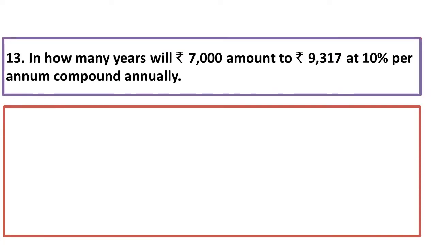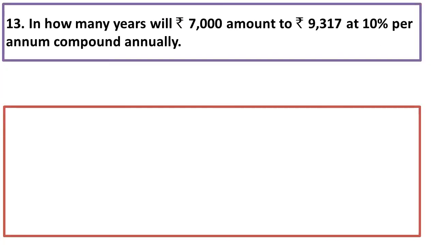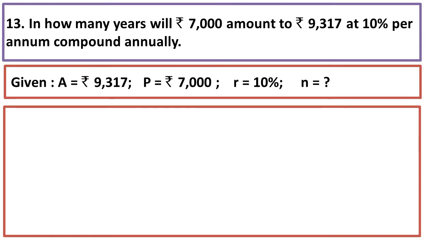Question number 13. In how many years will rupees 7,000 amount to rupees 9,317 at 10% per annum compounded annually? This is the first problem where we have to calculate n, the number of years. Just note down the methods to be used to solve this problem. It is said that P, the principal amount, is 7,000 and the amount is 9,317. R, the rate of interest is 10%. N, the number of years has to be calculated.